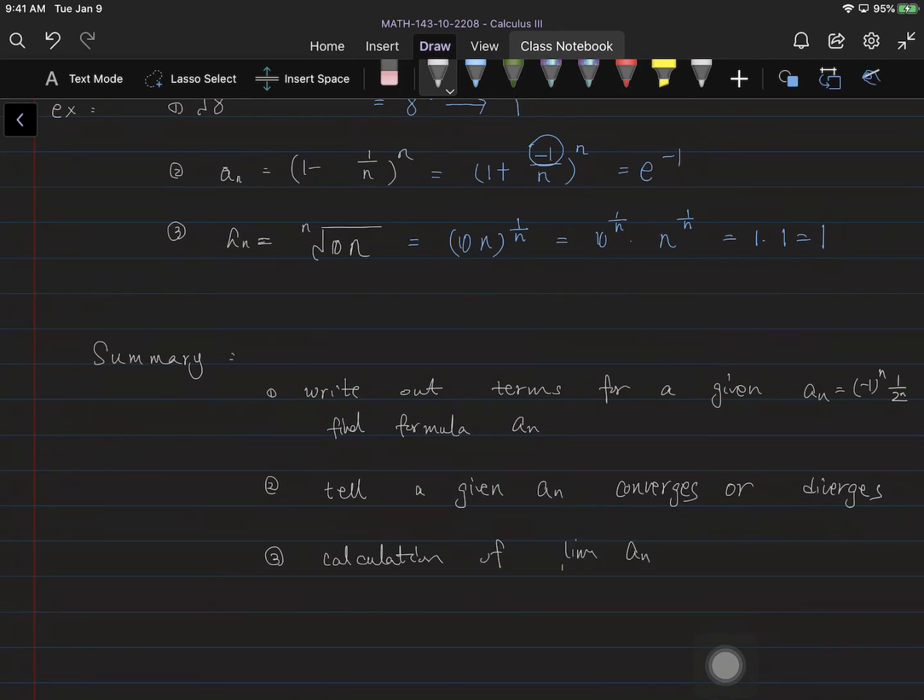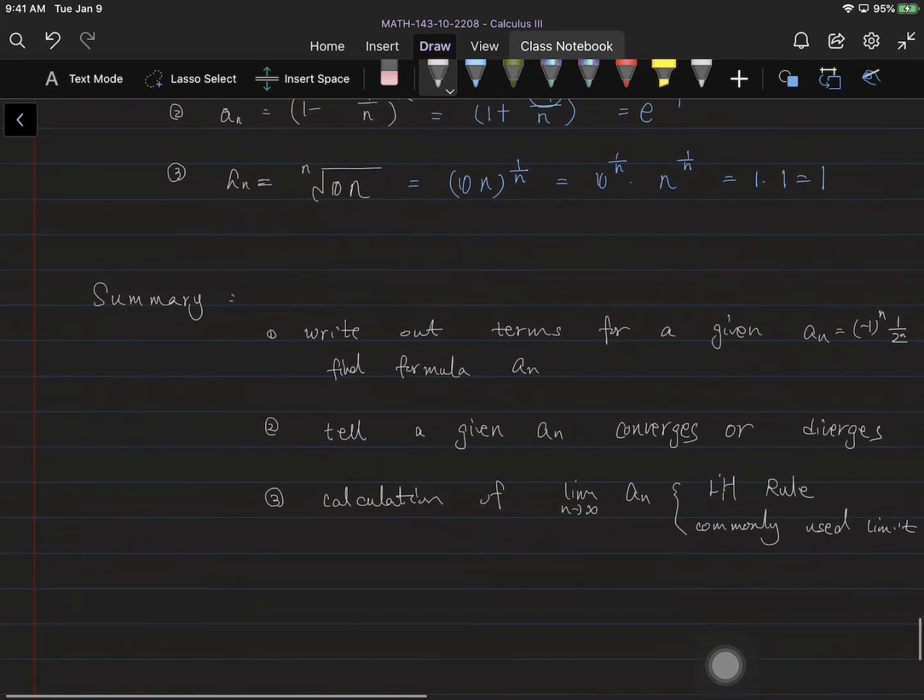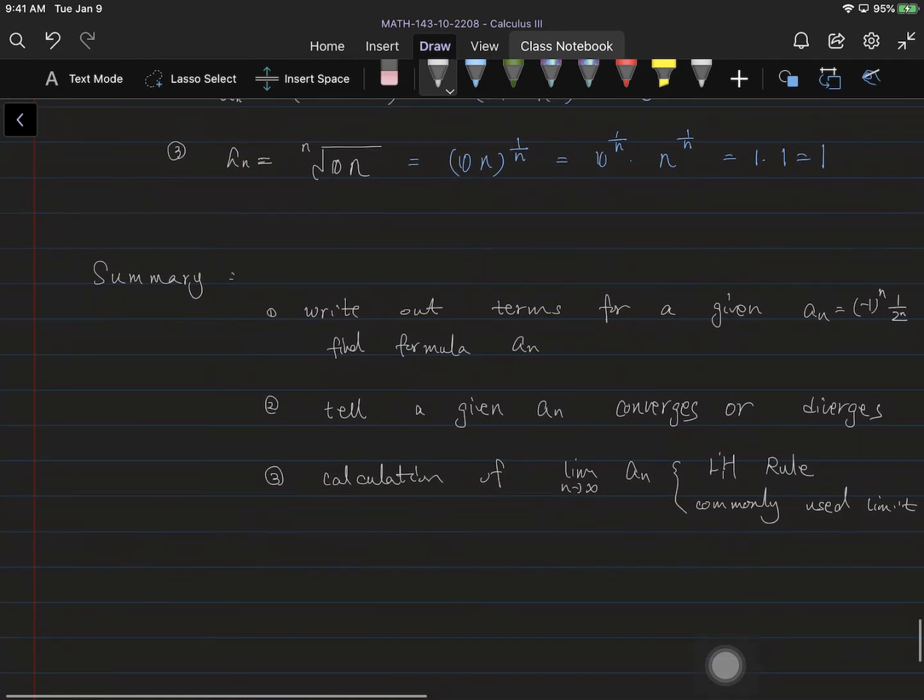Calculation of the limit of a_n. And here we can use several methods. We have the commonly used limits. We have L'Hopital's rule, right? We have the continuous function rule. So you can use all those kinds of methods. I think basically we just need to know those three things. Okay, we can stop here today for this section.